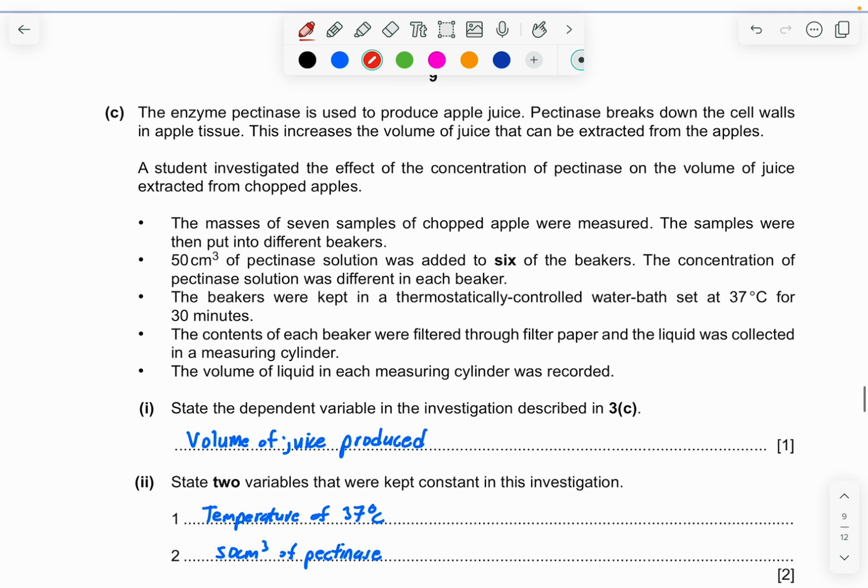Part C, the enzyme pectinase is used to produce apple juice. Pectinase breaks down the cell wall in the apple tissue.